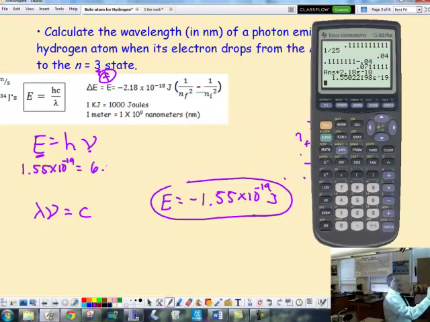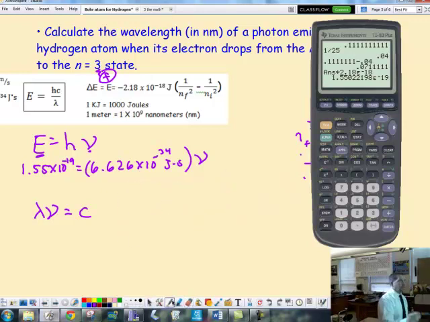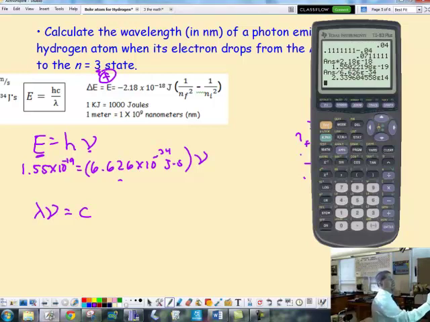So E equals 6.626 times 10 to the minus 34 joule seconds, the Planck's constant. And I want to know what's the frequency. So let's solve that, back to our calculator. Again, a nice, easy three-variable equation. I know the energy and the Planck's constant, so we're going to divide. That answer divided by 6.626 times 10 to the minus 34, and I get a frequency of 2.34 times 10 to the 14th, 1 over seconds, or hertz.